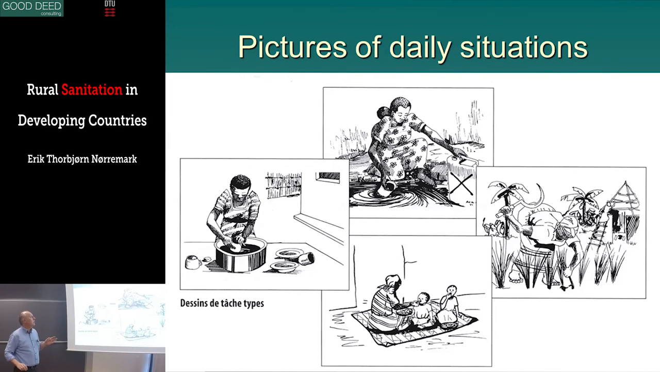These are examples of pictures of daily situations. So washing, feeding the children, working in the field, and in the top picture, a mother taking water from a dirty water source and putting it into the water container. These pictures are to animate discussions and say, for example, what do women do during the day? And then you can go into the issue of the water quality using another set of pictures.